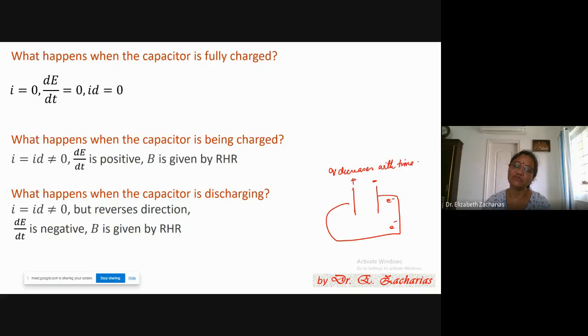Just Q decreases with time implies E decreases with time. But field direction doesn't change. The only thing that changes is dE by dt is negative, because the electric field is reducing with time, or d phi E by dt is negative, which means the magnetic field that you're going to now get is in the opposite direction as compared to what you got for the charging cycle.